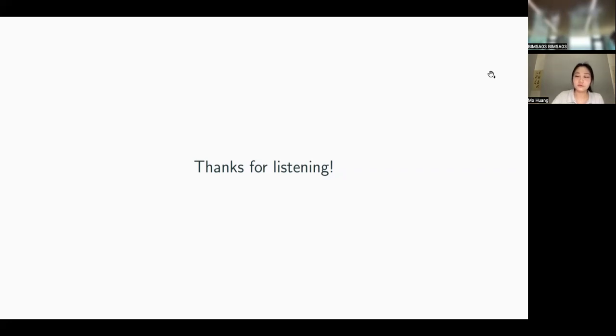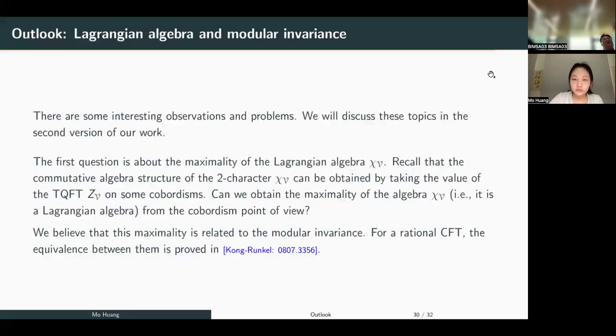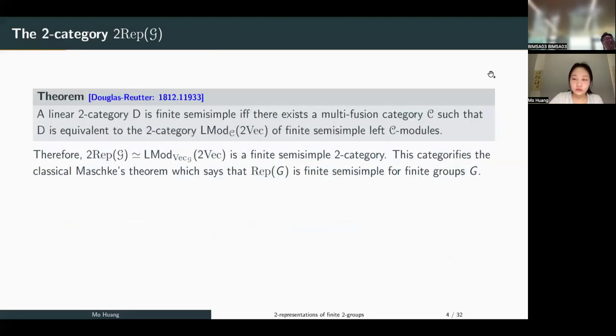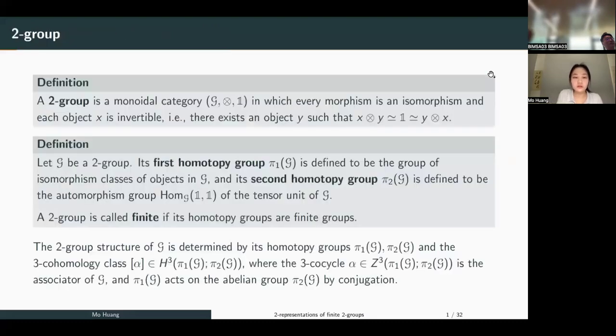Sorry, can you repeat that again? So how do you classify 2-groups? I think in your first few pages, you talk about the homology data. Can you show us again? Okay. This one. Yeah, we use the skeleton of this category to fix the structure of the 2-group, and moreover it is equipped with an associator.